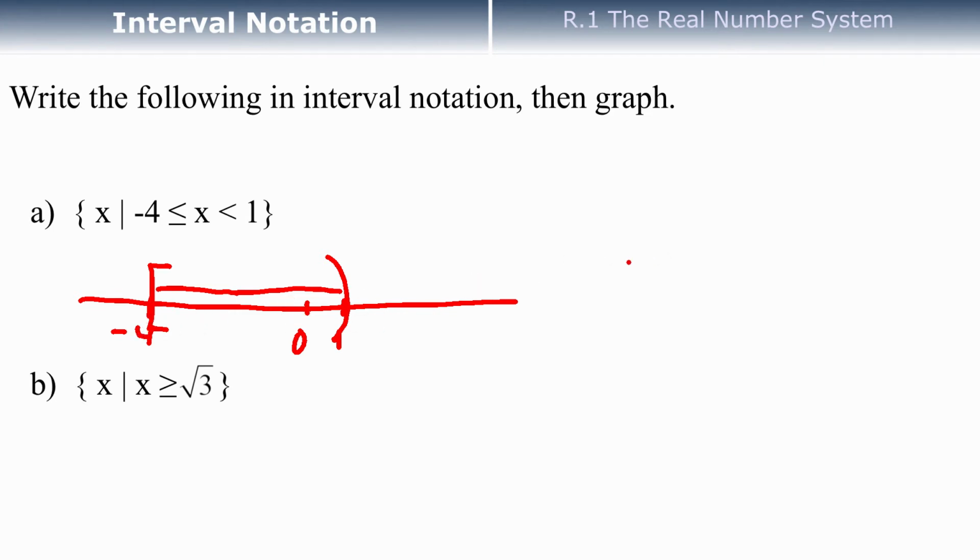It's at -4 is where it starts. It ends at +1. It includes -4, so I put a square bracket. It doesn't include 1, so I put a curly bracket.